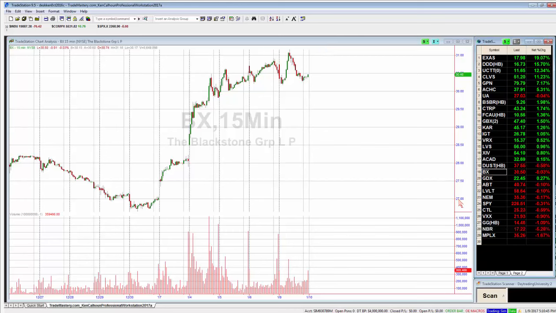Notice, please, it has a 10% range, 27 to 31, 4 points of range. So the range and the volatility and the volume all look spectacular. So it's a nice multi-gap continuation runner in Blackstone.